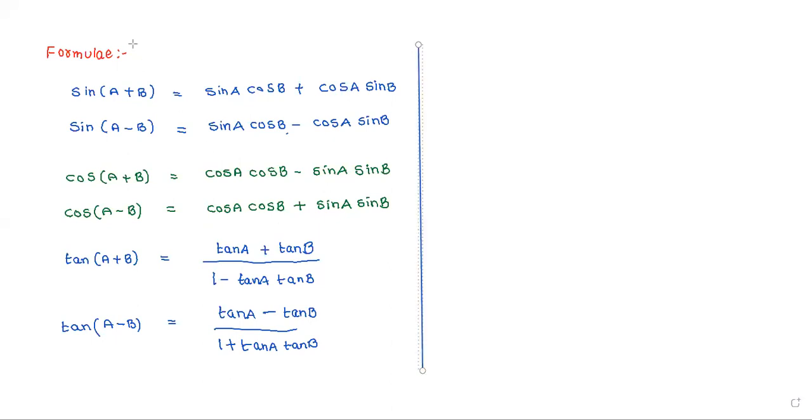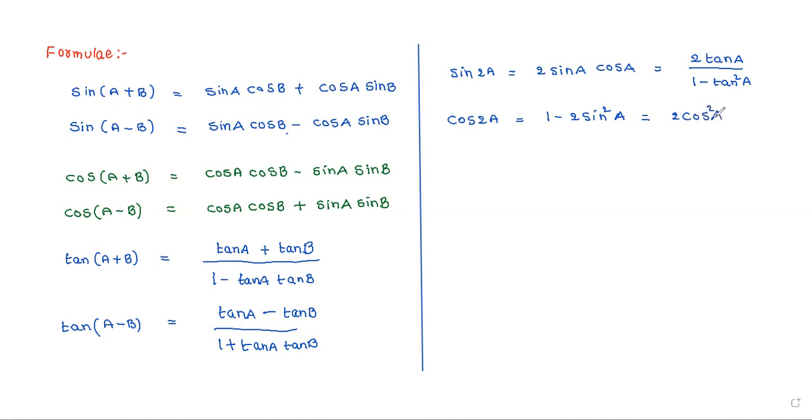So some other formulas. Sin 2A is equal to 2 sin A cos A. In terms of tan, 2 tan A by 1 minus tan square A. Cos 2A, in terms of sin, 1 minus 2 sin square A. In terms of cos, 2 cos square A minus 1.